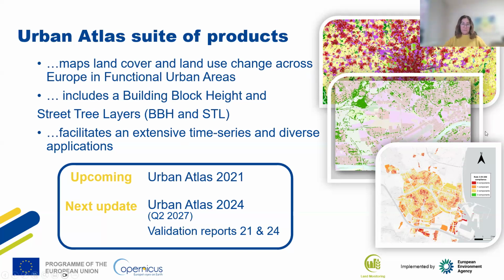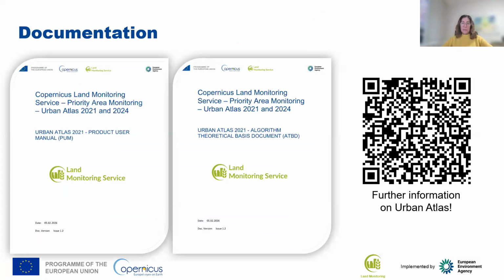Next slide. If you scan the QR code on the right, you can find all the information about Urban Atlas in the CLMS website. And one question popping up, I will address it a bit later. In the documentation section, you will find the product user manual and the algorithm theoretical basis documents. So they are available as PDFs and also through the technical library in a different format.